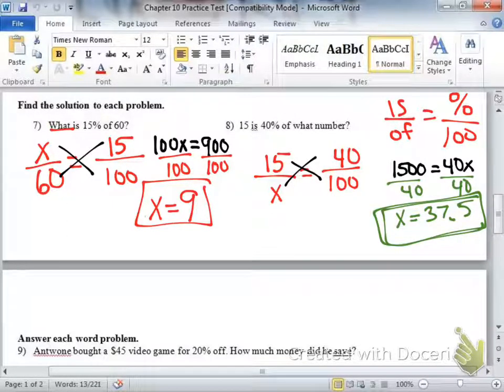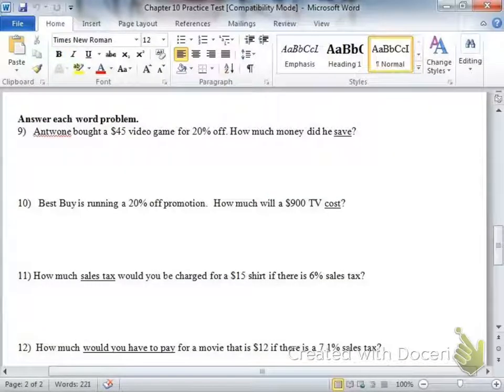Raise your hands if you have any questions on the front. And we are looking for how much money did he save. How much money did he save is like asking what was the discount. The discount is the money that was saved. Alright? So the original price goes on the bottom. The percent of the discount goes on the top of the 100. I'm going to use a D just to remind myself that that answer will give me the discount amount.